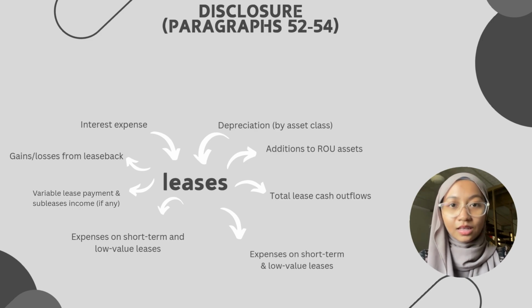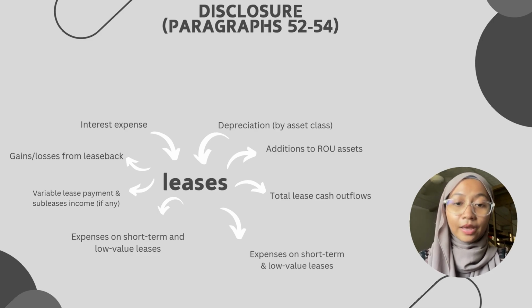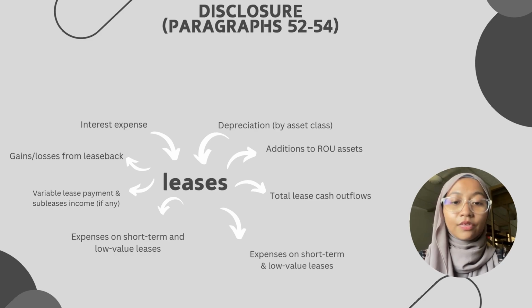First, interest expenses. This is the extra money, interest, the company pays on lease liability, like paying interest on a loan for leasing an asset. Second, gains and losses from the leaseback. If the company sells an asset and then leases it back, it may make a profit, gain or loss from the sale. Third, variable lease payment. Some lease payments change, like paying more rent if sales go up. This changing amount is called variable lease payment. Fourth, sublease income, if any. If the company rents out, subleases, the leased asset to another party, it earns income from that.